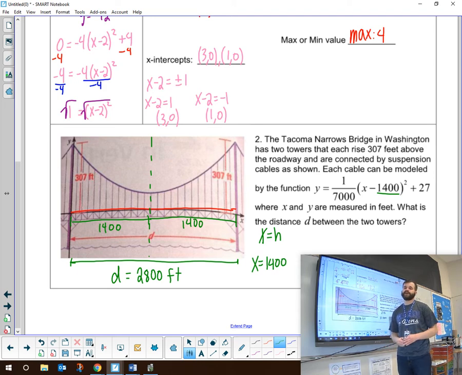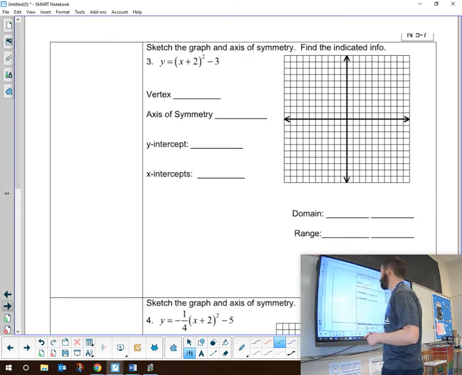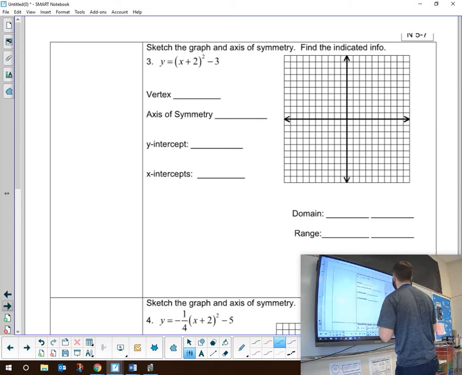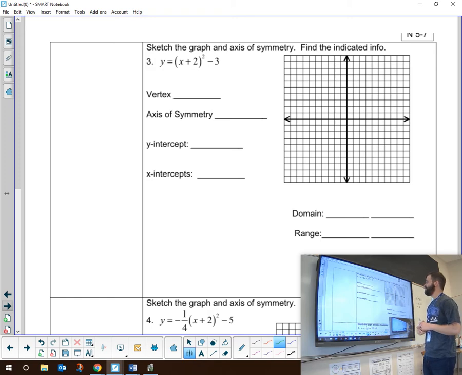So it helps to be able to find the axis of symmetry and the vertex. That kind of gives us a starting point of where we're at. Okay? All right, let's turn the page. We've got two more to do real quick. So let's see here. y equals, parentheses, x plus 2 squared minus 3. Okay, so once again, we're going to be thinking about my a, my h, and my k.